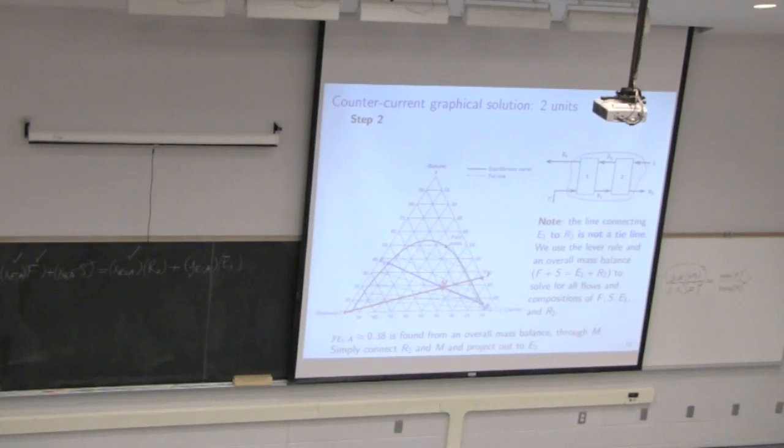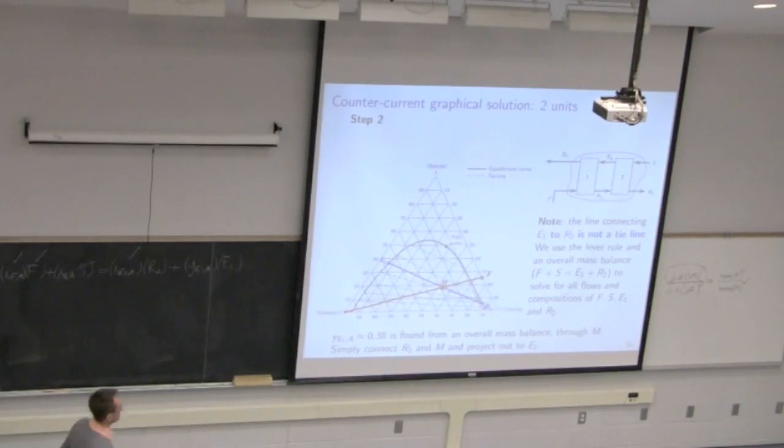That's really interesting. We haven't said how many stages we need. All we found is what our exit and entry compositions are going to be. The line will always be straight. So it simply comes from overall mass balances that we can do that.